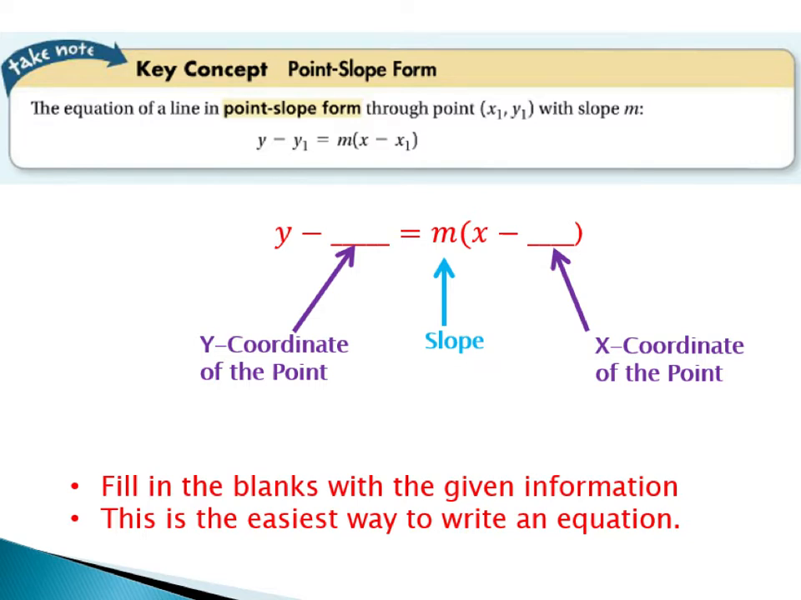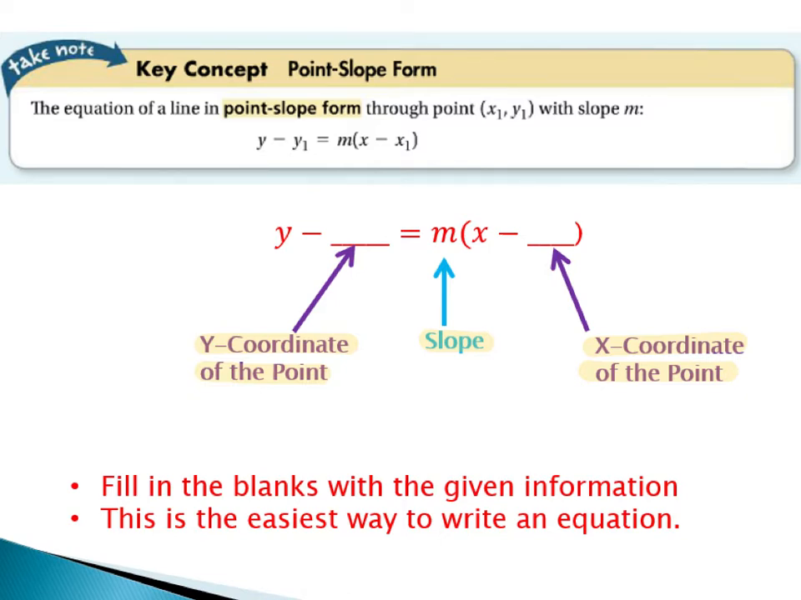In the first blank, you fill in the y-coordinate of the point. In the next blank, you fill in the slope. And finally, you fill in the x-coordinate of the point. And filling in the blanks is the easiest way to rewrite it, and it's the easiest way to write an equation.